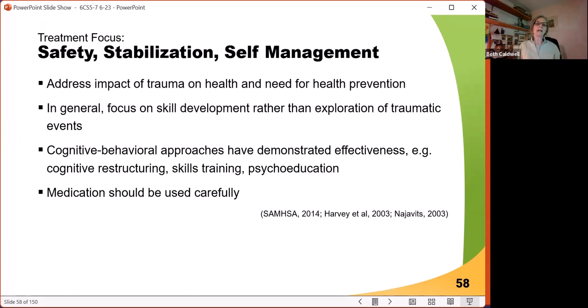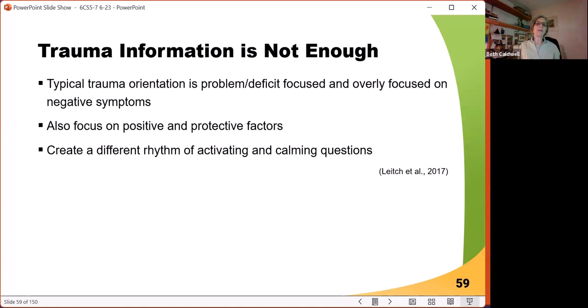Next slide. Trauma information is not enough. It's a lot and it's going to help us get there and create these environments. But as Emily Warner talks about in her research, we really want to move away from controlling, and move to collaborating and enhancing people. And we always want to focus on positive and protective factors too.